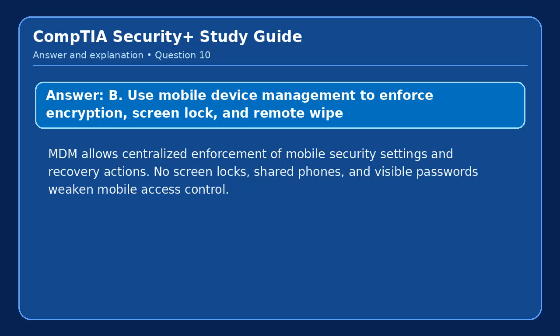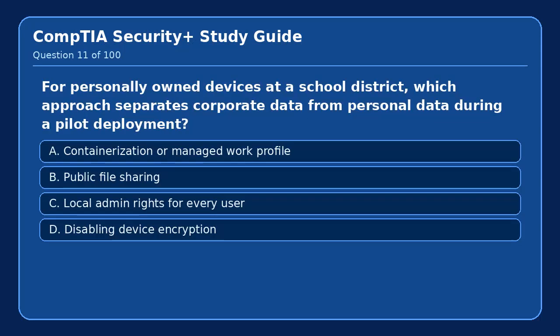Question 11. For personally owned devices at a school district, which approach separates corporate data from personal data during a pilot deployment? A. Containerization or managed work profile. B. Public file sharing. C. Local admin rights for every user. D. Disabling device encryption. Take a moment to choose your answer.